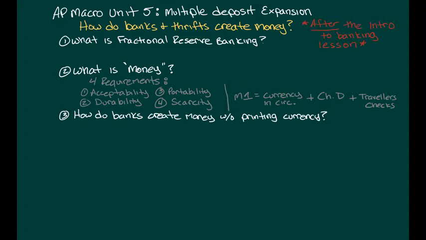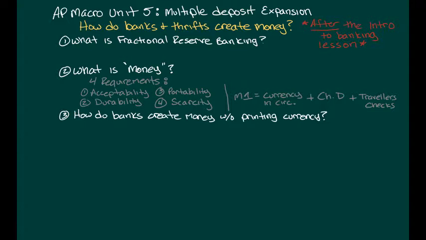So the big question: how do banks and thrifts create money? We're going to attempt to answer this question in 3 parts. The first part, we're going to talk about what fractional reserve banking is and why that plays a role in multiple deposit expansion. The second, we're going to answer the question, what is money? And then this will lead us to our final discussion of how banks and thrifts create money without actually printing new currency.